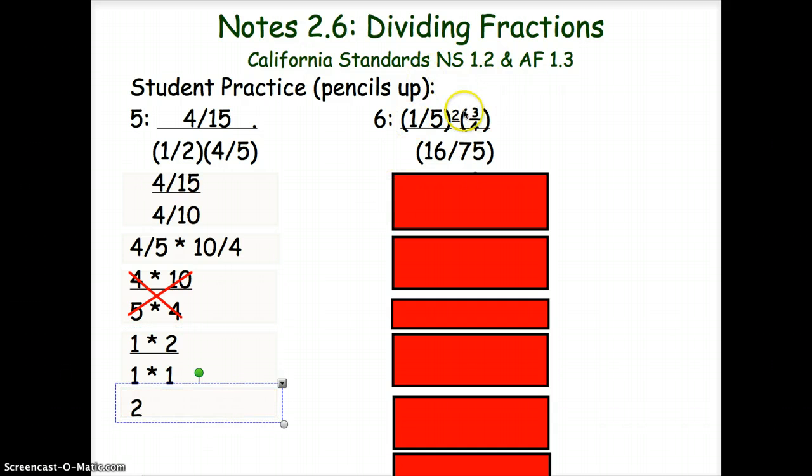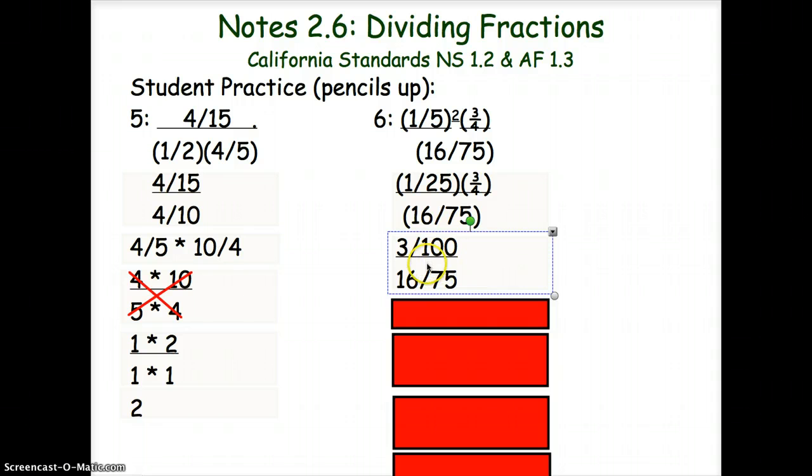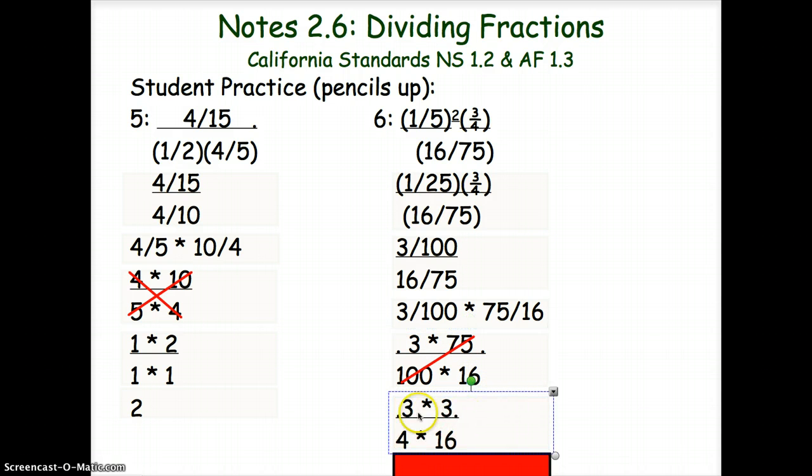Okay, here I see I have an exponent, so I need to take care of that first. 1 times 1 is 1. 5 times 5 is 25. Then I need to multiply my numerators together. Skip, change, flip. Cross cancel if possible. They're both divisible by 25. You can think of your quarters. 3 times 3 is 9. 4 times 16 is 64. That's a little cut off, I think, for you on the bottom, and that is 9 over 64 if you can't read that. Okay, good work there.